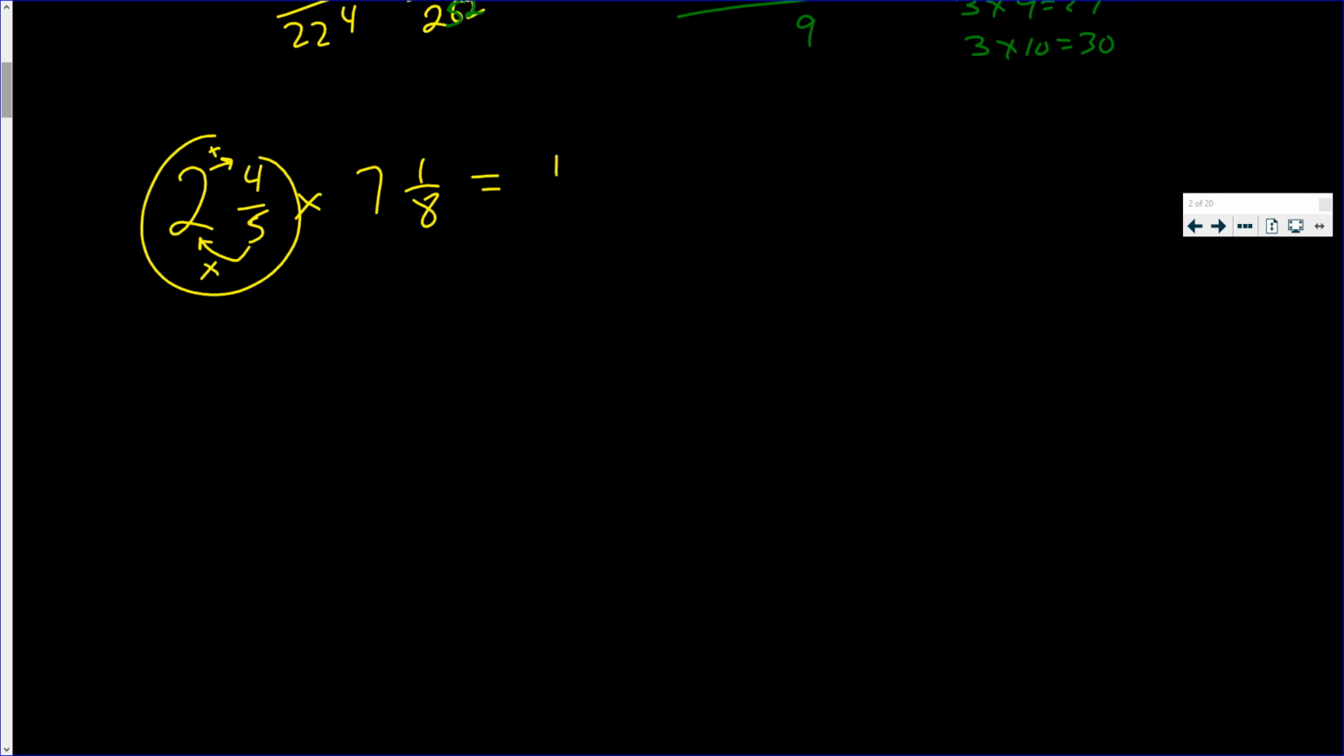is 14 over 5, times 8 times 7 is 56, plus 1 more is 57 over 8. Now 2 goes into both of these numbers 4 times and 7 times. I don't see any other reducing going on. 7 times 57 is 399, divided by 5 times 4.